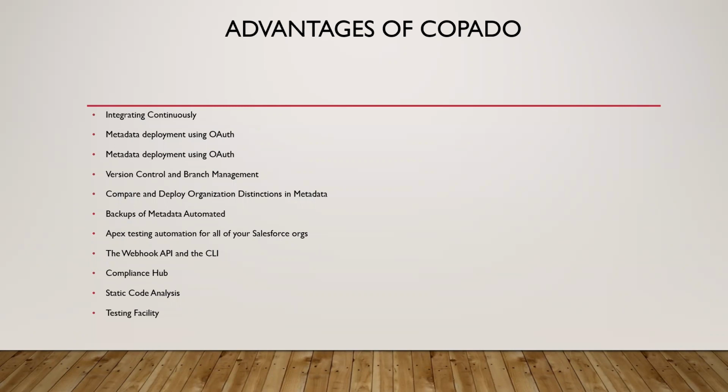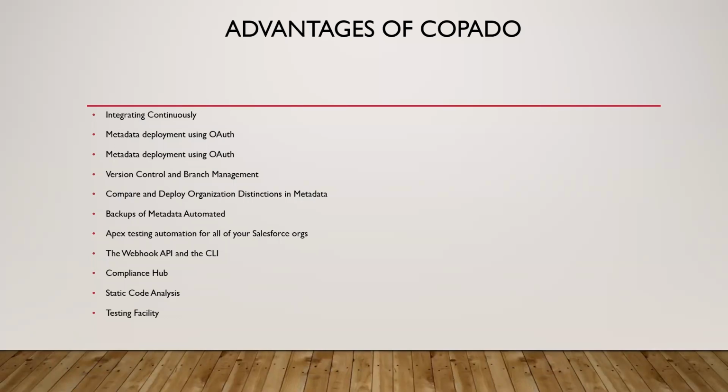Backup of metadata automation. So whatever the metadata, okay, you can get the backup. For example, in future, some small changes are made and your production crashes. So what should you do? Your live environment is not working for now. So in Copado, you can also back up metadata and deploy your backup branch to production.